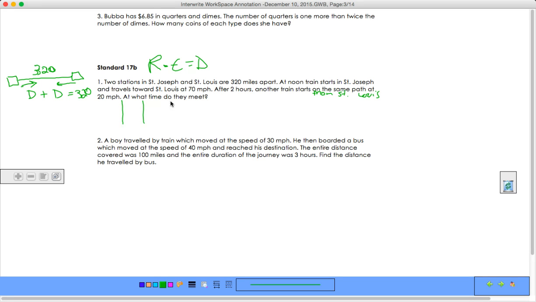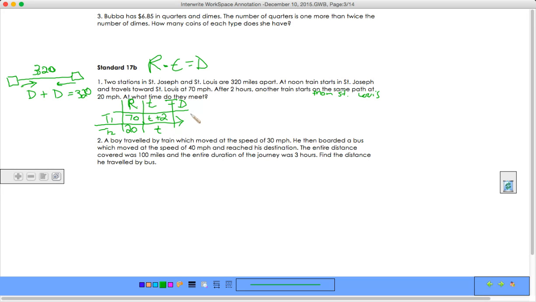So we're going to set up our table. Rate times time equals distance. Okay, we have train 1 and train 2. Train 1's rate was 70, and train 2's was 20. It says train 1 left 2 hours before the other. So however long this train's been traveling when they meet, the first one's been traveling 2 hours longer. So we write that t plus 2.